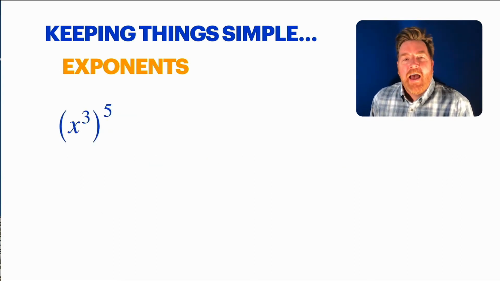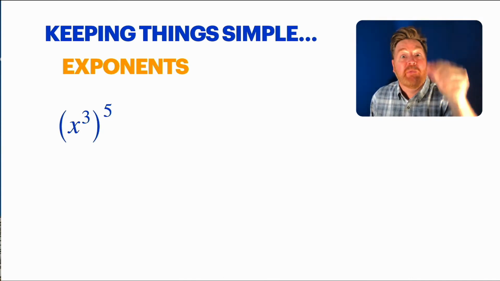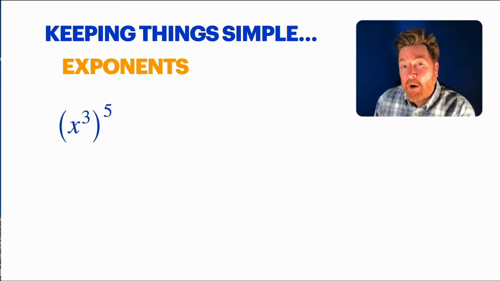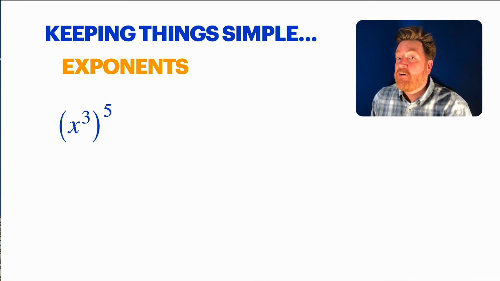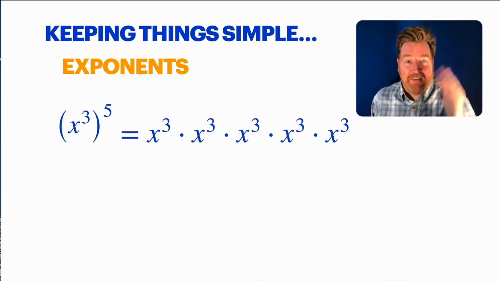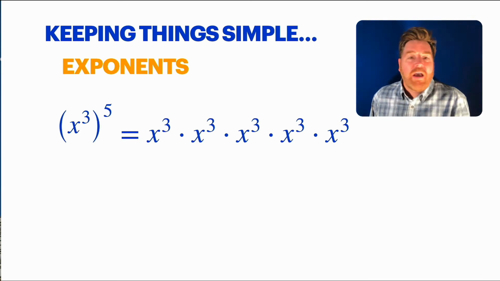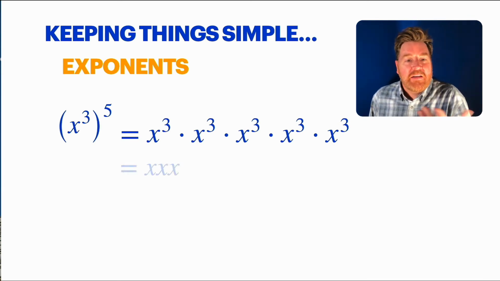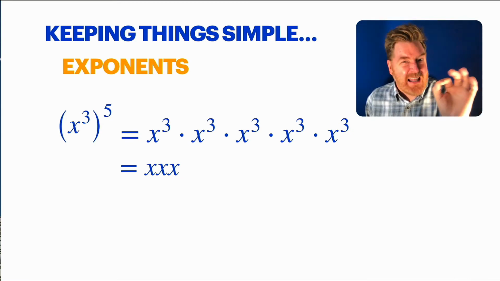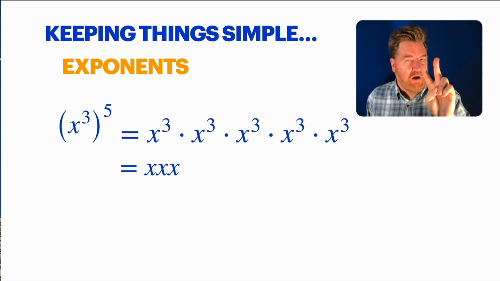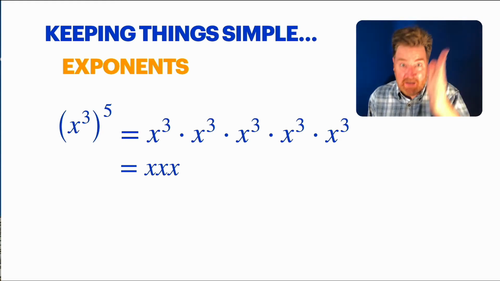How about this? X cubed to the 5th power. So we're taking something and we're raising it to the 5th power. Well, if you want to raise something to the 5th power, that means multiply it by itself 5 times, right? So there it is. X cubed times x cubed 5 times. And now, guys, we understand x cubed is just 3 x's multiplied together. By the way, I'm going to drop the little dots. We talked about how multiplication can often be just putting them next to each other. So x cubed is really x times x times x.